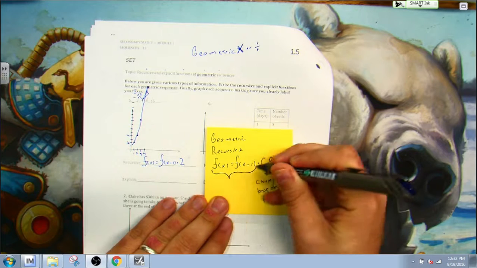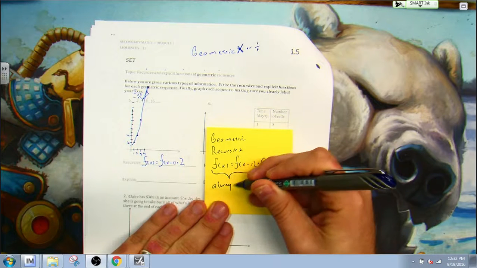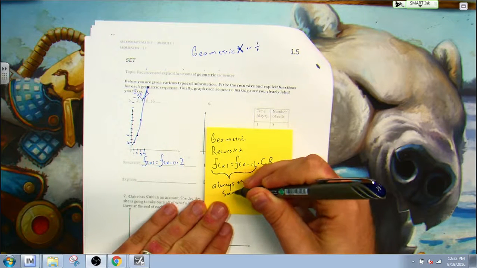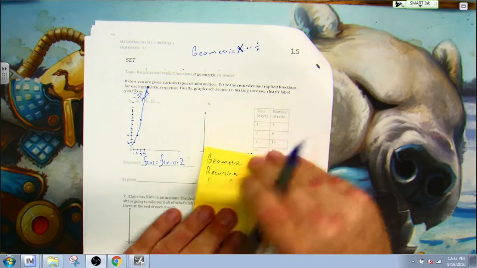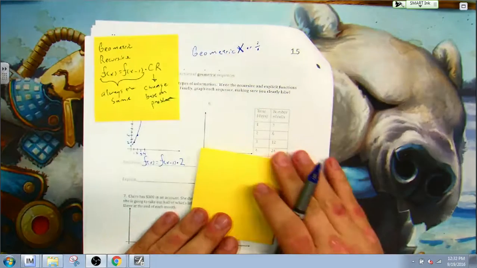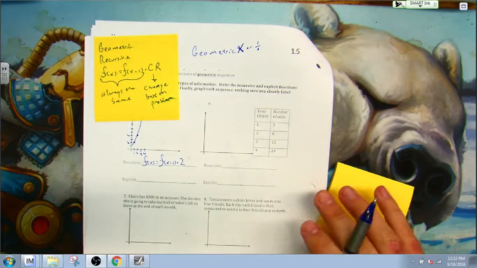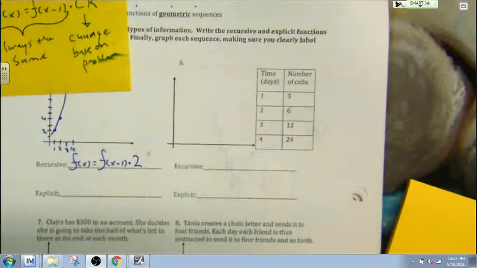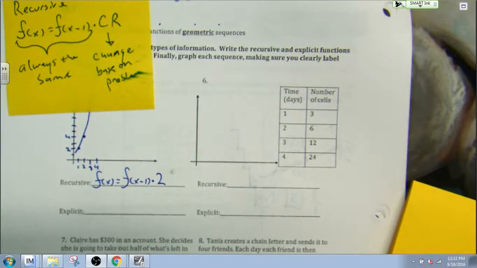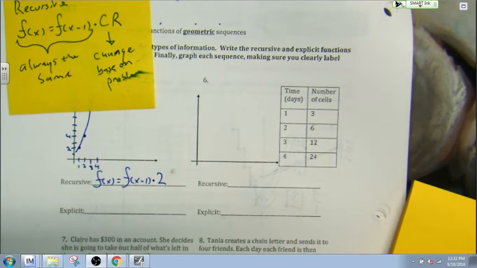But this will always be the same. Always the same. So we have that. I'll just put that right there. But now we want to know what the explicit is. I can go ahead and zoom in a little bit, so you guys can kind of see this just a little bit better. Let's focus it. All right.